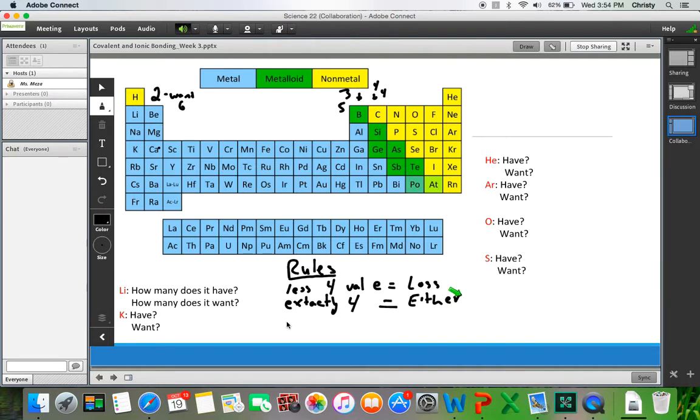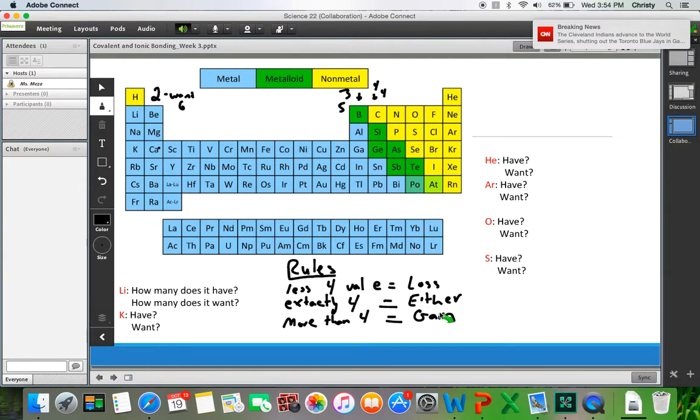If they have more than 4, then they're going to gain electrons, meaning they're going to take electrons from another element. And if they have 8, which is this column over here, with the exception of helium, which has 2, it's unreactive. I'm going to ask you guys, why do you think it's unreactive?